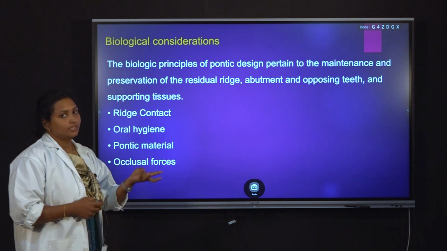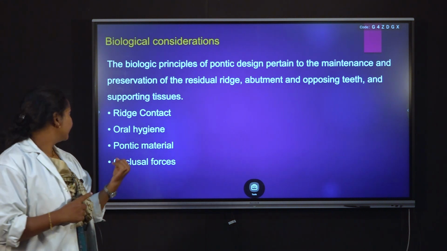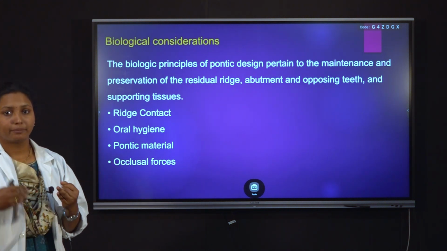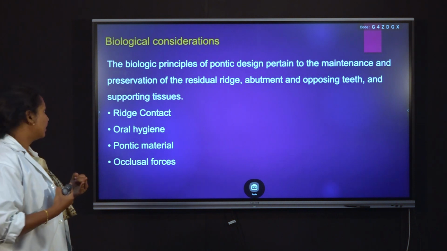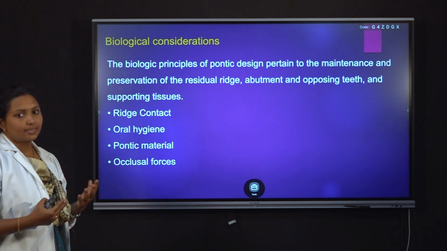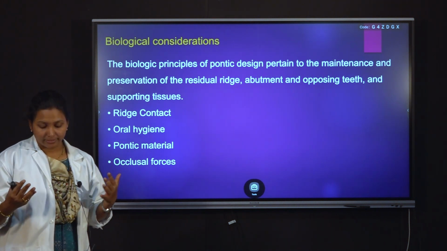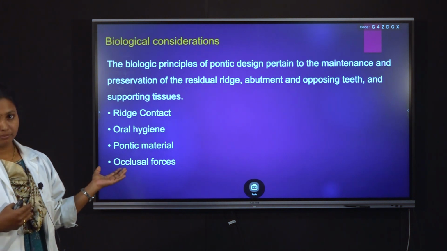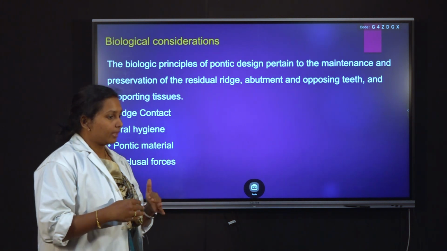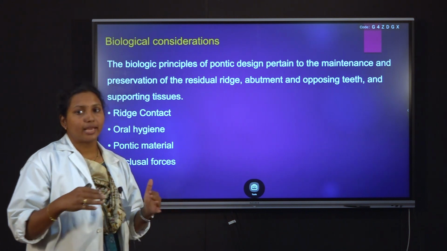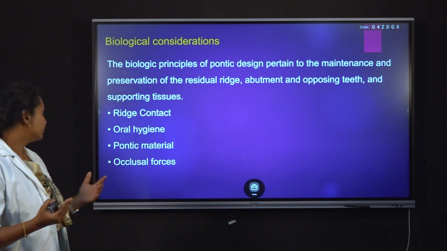Ridge contact means it should not contact the ridge. And oral hygiene, the patient should be able to maintain his oral hygiene. And Pontic material, generally ceramics or glazed porcelain is the best material for the Pontic, because the polish of the surface will not allow any bacteria to adhere to that surface.